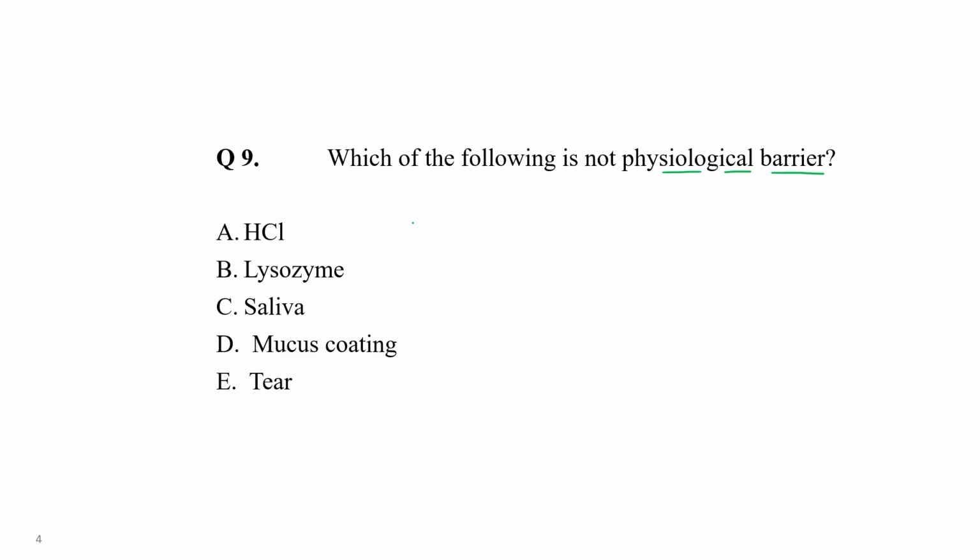Okay, now let's discuss. As you know, HCl is a secretion, comes under physiological barrier. Lysozyme again a secretion. Saliva is again a secretion. Tear is again a kind of secretion. While this mucus coating is not a kind of secretion, this is just a physical barrier, kind of coating. So mucus coating is not a physiological barrier, while the other 4 options, HCl, lysozyme, saliva, and tear, come under the physiological barrier category. So according to me, the right answer would be choice number D.